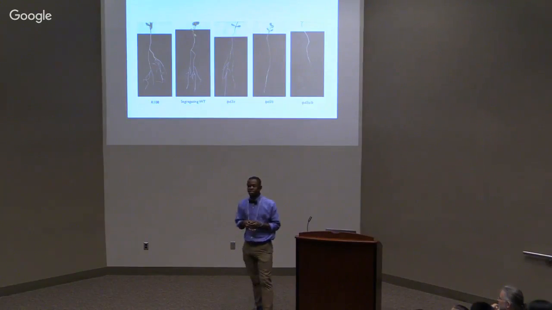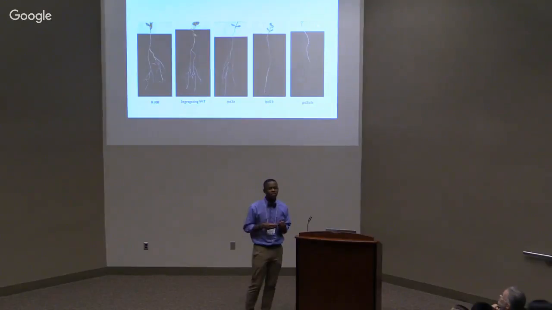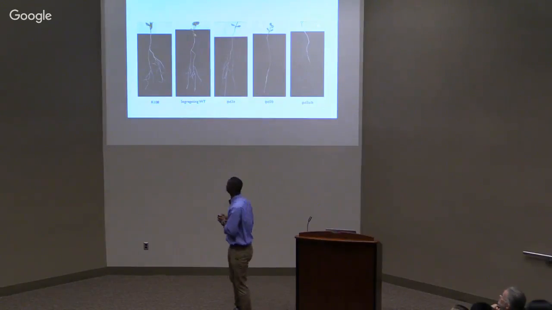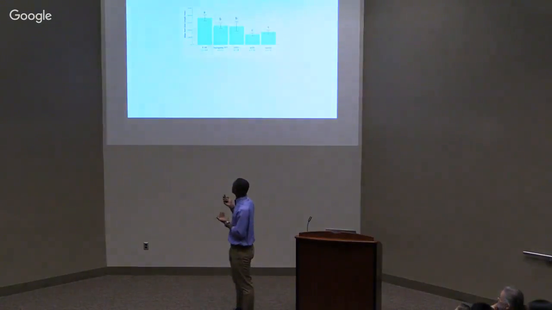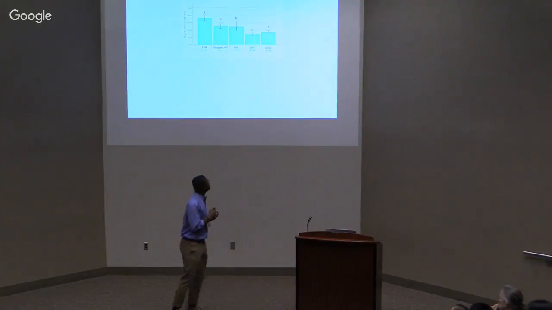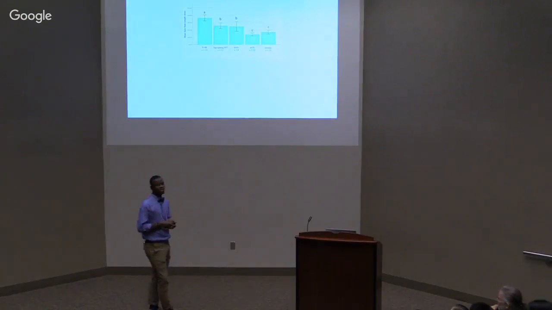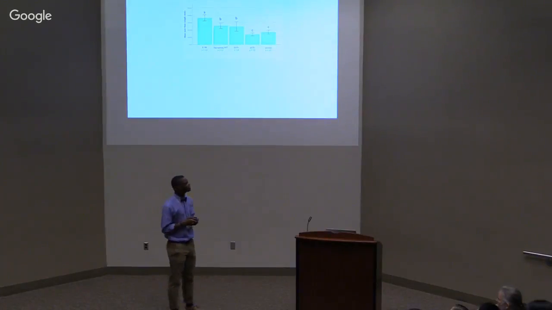IPD3B was interesting because it seems to resemble the IPD3 double mutant much more than it resembles IPD3A or the wild type genotypes. And our data reflects this. With mean sum root length, IPD3B was not significantly different than IPD3 double mutant, but it was significantly different than the wild type and the IPD3A mutant.